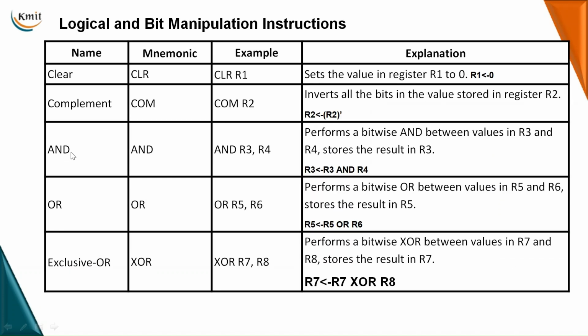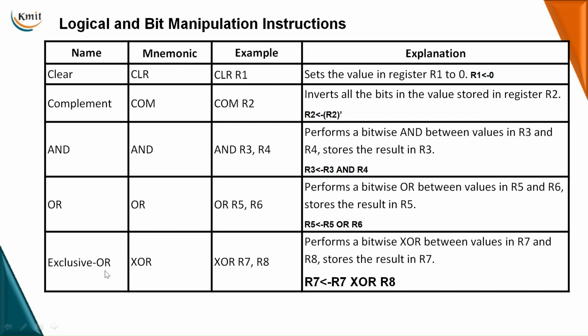The next instruction is the AND instruction. It performs a bitwise AND operation between the contents of two registers R3 and R4 and stores the result back into the R3 register. So it performs R3 AND R4 and the result is stored back into R3. The next type of instruction is the OR instruction, represented by OR. It performs OR R5, R6, a bitwise OR operation between the contents of registers R5 and R6, and stores the result back into the R5 register. So it performs R5 OR R6 and the result is stored into R5.